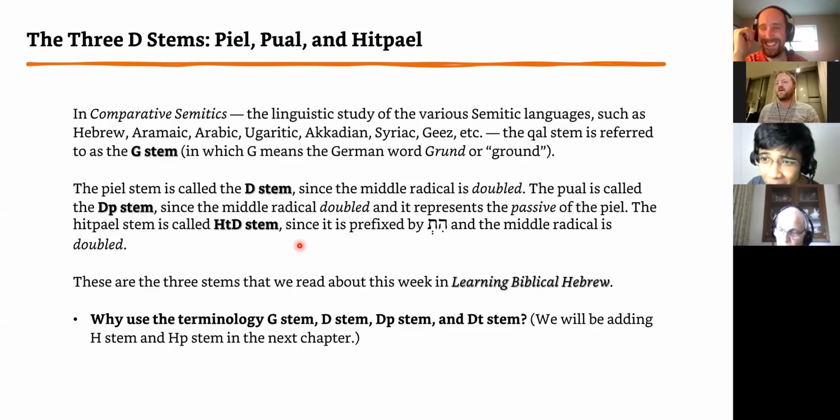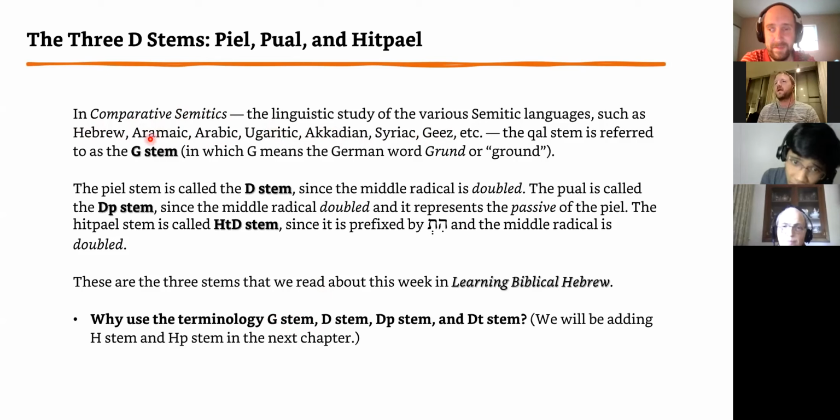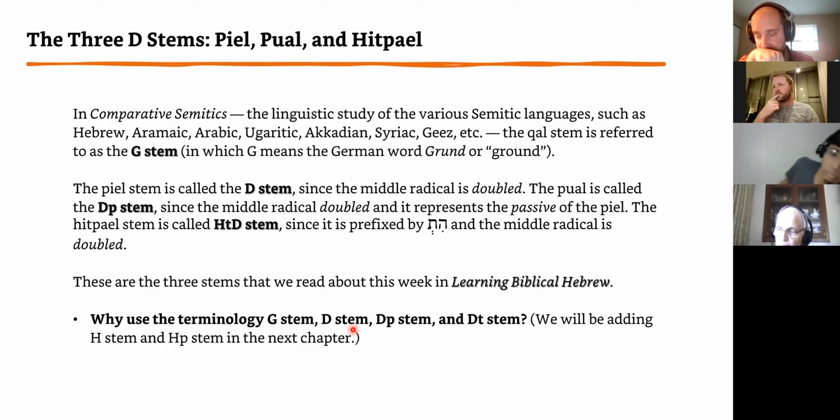Well, think about if you're looking at these other languages: Aramaic, Arabic, Ugaritic. I took an Akkadian class before. It allows us to compare what happens in these Semitic languages, because all of them are going to have a stem that the middle radical is doubled, but the vowels may be different. So in Hebrew, it's Piel, but in another language like Aramaic, it's Pael. The vowels are different, but the middle radical is still doubled.